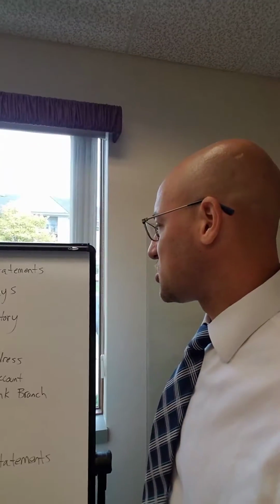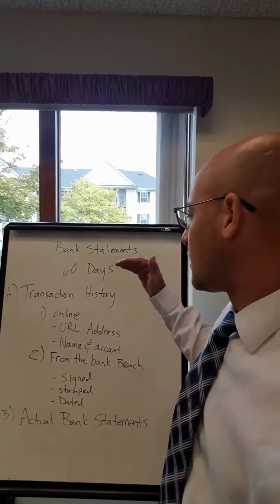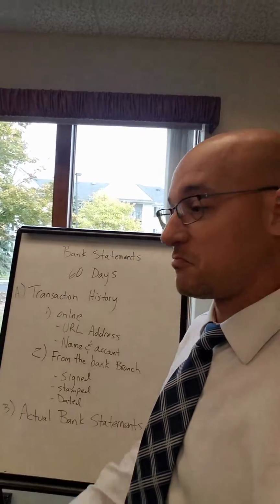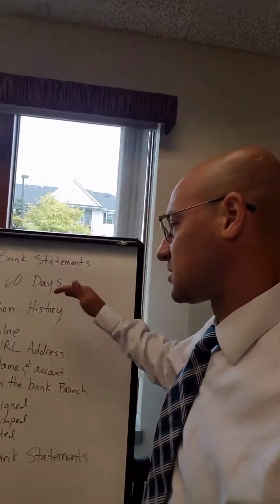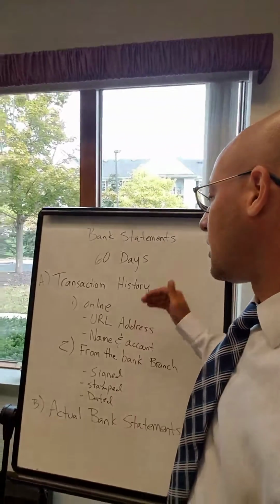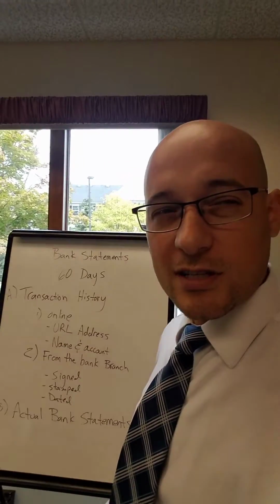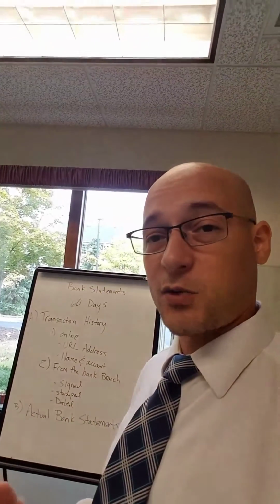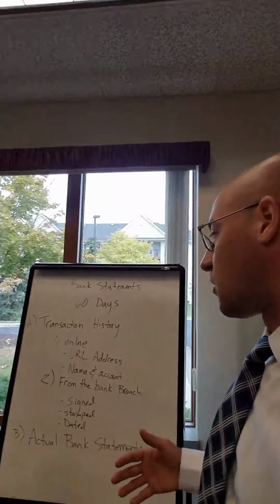The first thing to know is that when I'm asking you for bank statements, I'm most typically looking for 60 days' worth of bank statements. So if you're getting me bank statements, don't give me 50, give me 60. Give me 70 if you want, but don't give me less than 60 days' worth unless I specifically tell you so. There are different ways you can get me this 60 days' worth, from a transaction history or actual bank statements, and we're going to go through the differences between all of them.